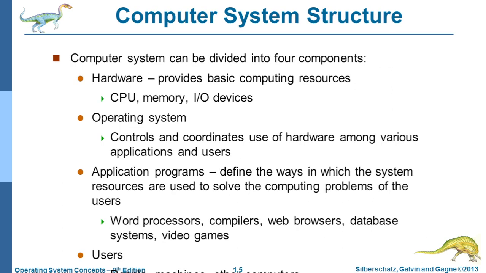Okay. So what is the computer system structure? There are mainly four components of a computer system. One is hardware. Hardware gives the basic computing resources. Hardware means the CPU of the computer, memory, hard disk, input output devices. These are examples of hardware.